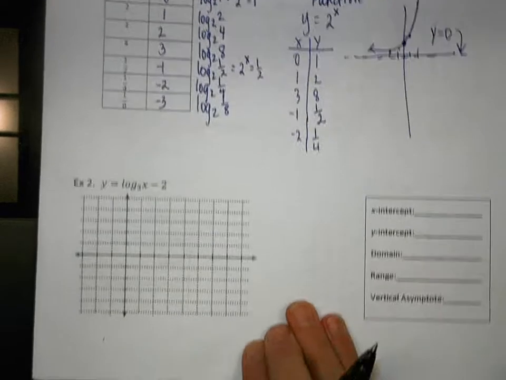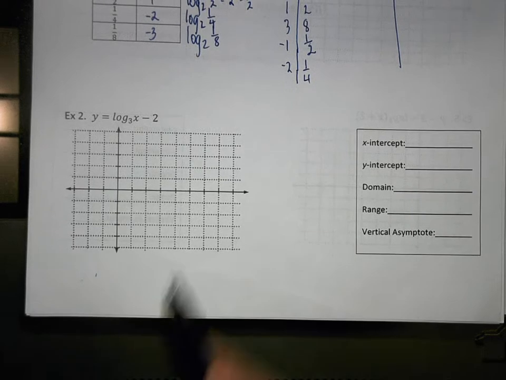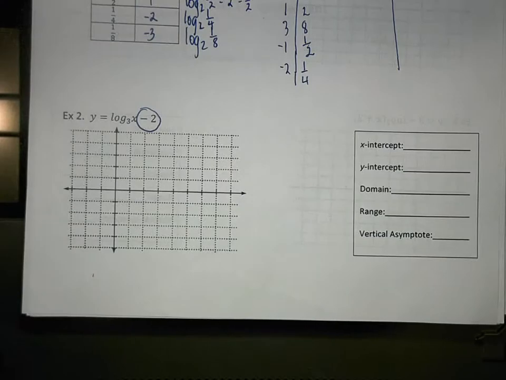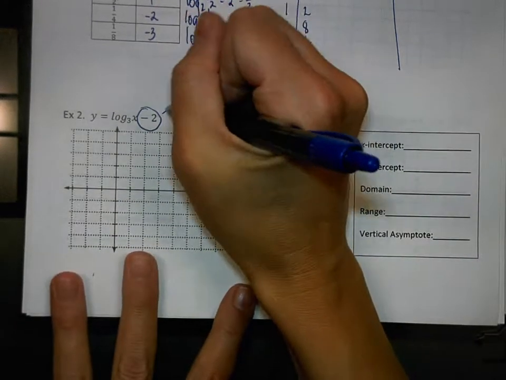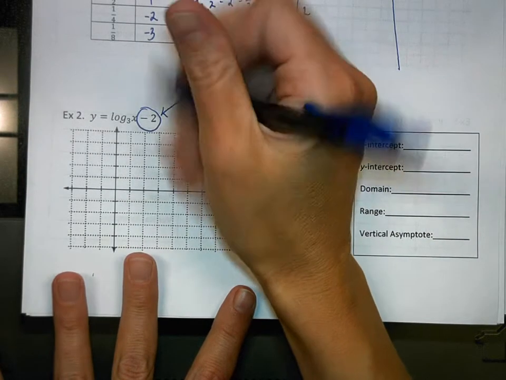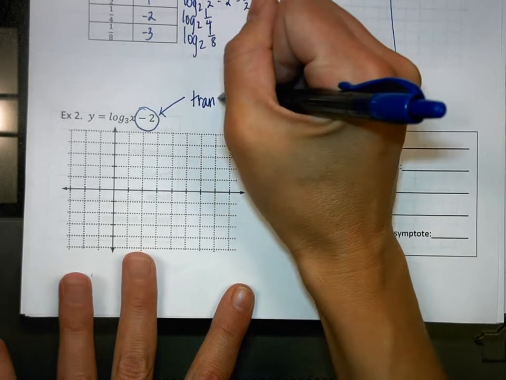Okay, so on example 2, what happens when we have a value like this at the end of an equation? What happens? Very good. It translates, right? And so because it's not in parentheses or anything, we know that that's telling us it's going to be translating up and down with the y-axis. So specifically, this is going to translate how?